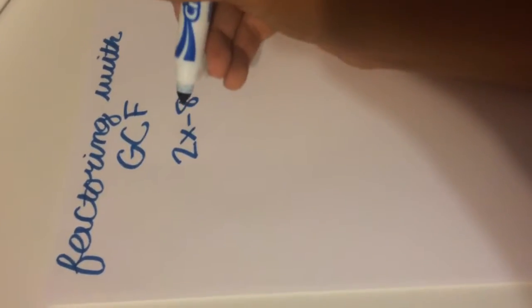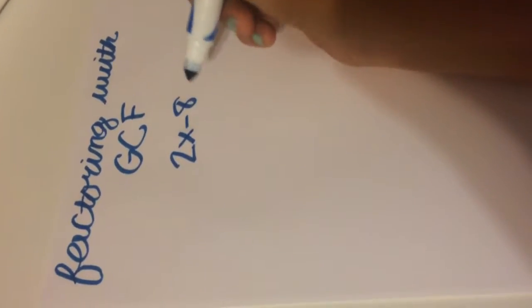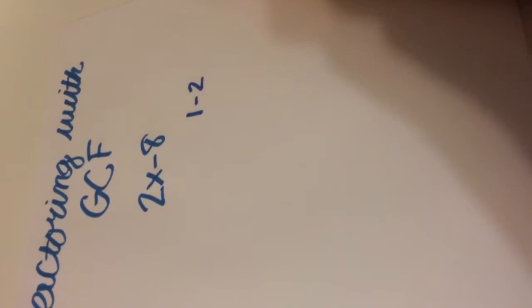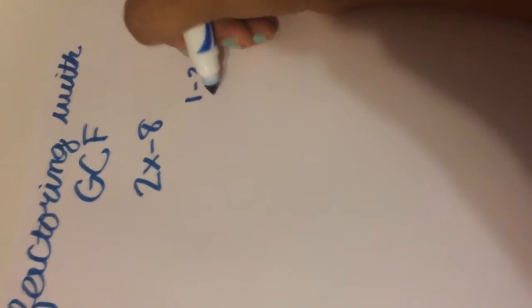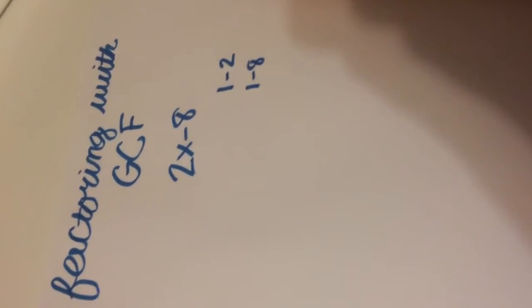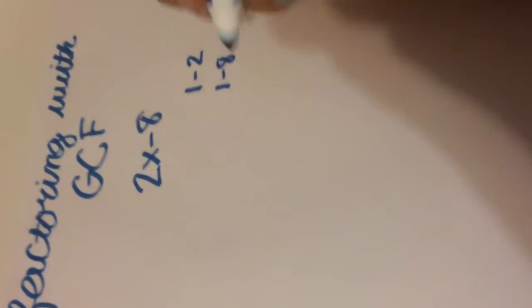Factoring with GCF: 2x minus 8. So you have 2x and 8, of course, and you can do 1 and 2. 1 can go into 2 two times, and then 1 can go into 8 eight times. But that's not the greatest common factor between the two.